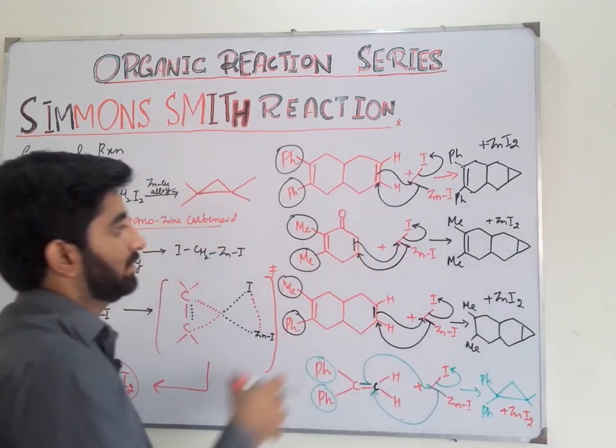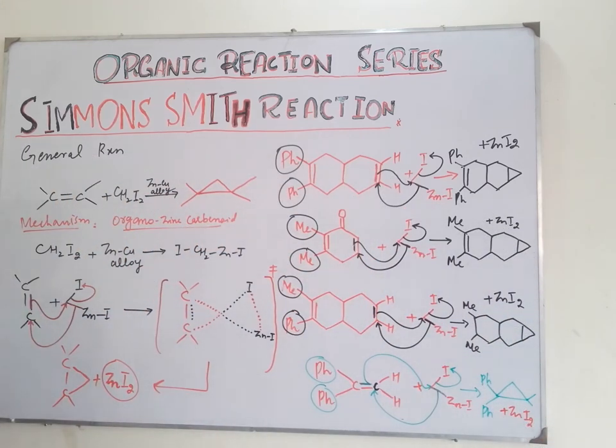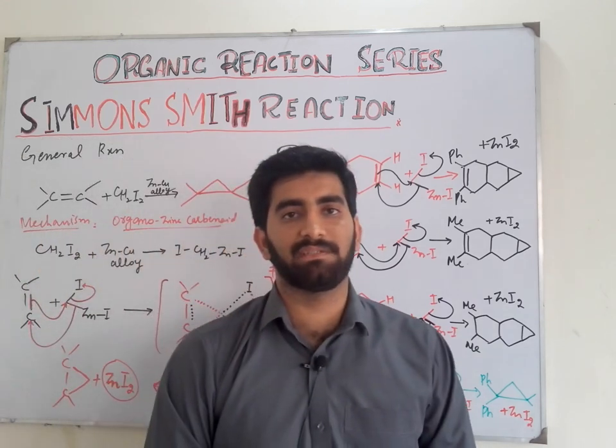So these are some examples of the Simmons Smith reaction in which cyclopropane derivatives are formed when the alkenes are treated with the organozinc carbenoid. So this is all about the Simmons Smith reaction.